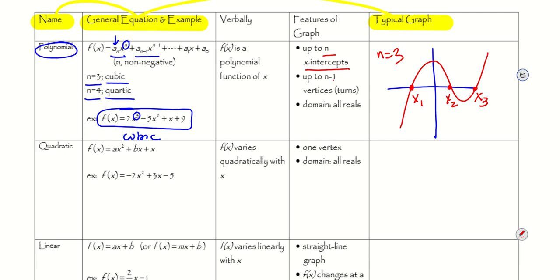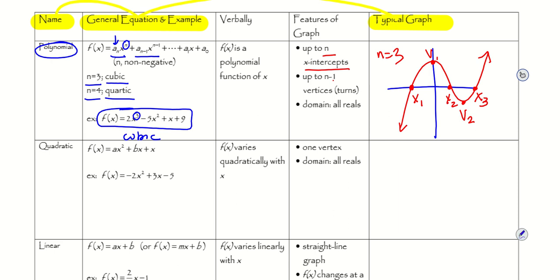It will have up to n minus 1 vertices. If n is 3, n minus 1 is 2. And this graph has 2 vertices, one at the top of this hill and one at the bottom of this valley. The domain of this function would be all real numbers. This extends forever, to the left and to the right.